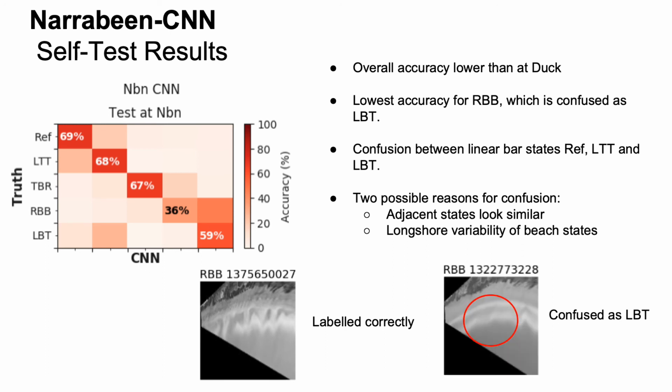Here's another example of a rhythmic bar beach state. And in this case, the rhythmicity is less, and there's a bit of a linear sandbar located offshore on the left-hand side of the image. This is an example of a confusion arising due to longshore variability of beach state, where one image might actually have two different beach states in it, depending on which side of the image you look at.